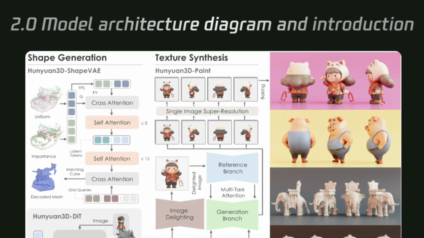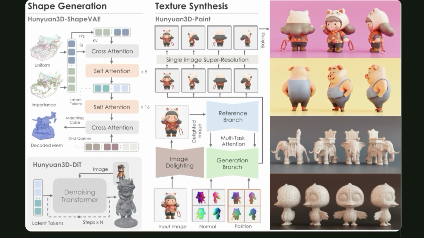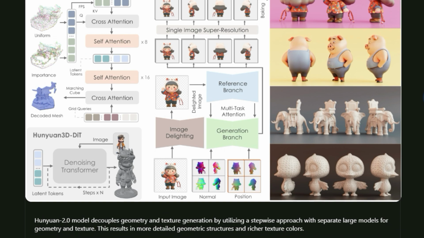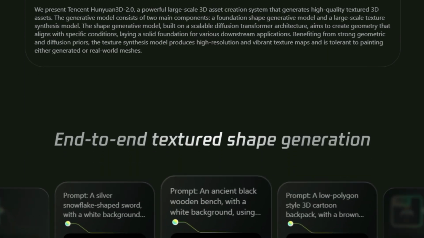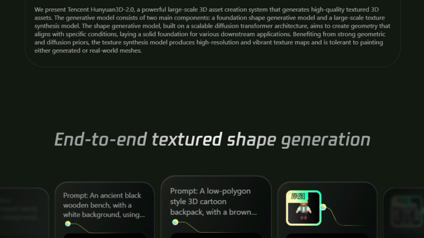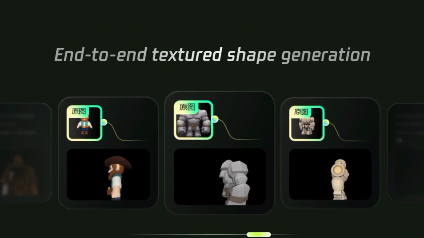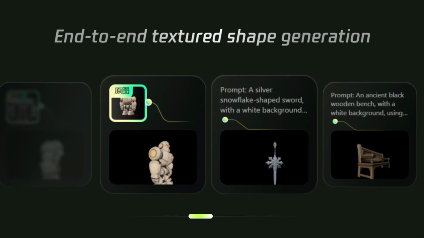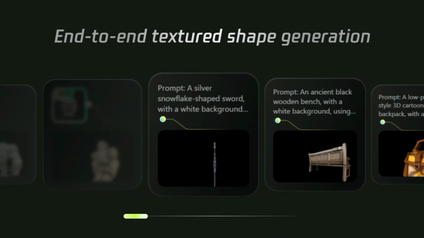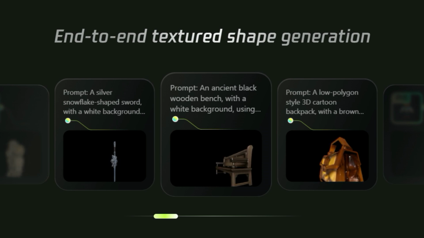Hunyuan 3D 2.0 uses a two-stage process. First, it generates the basic shape or mesh using a large-scale shape generation model called Hunyuan 3D DIT, which is based on a flow-based diffusion transformer. This model is designed to align the geometry with a given condition image. Think of it as the skeleton of your 3D model. Then, it uses Hunyuan 3D Paint, a large-scale texture synthesis model. This model adds high-resolution, vibrant textures to the mesh, using both geometric and diffusion data.